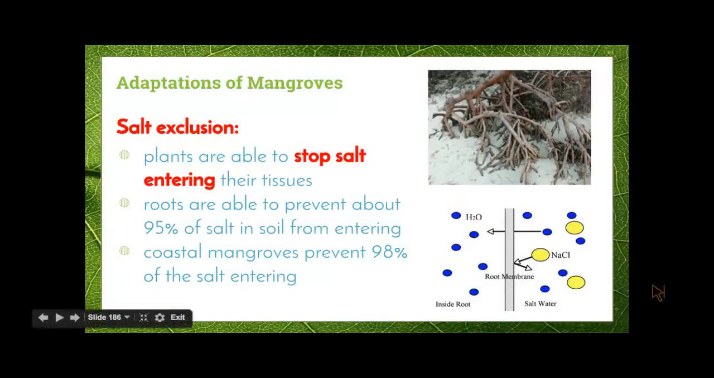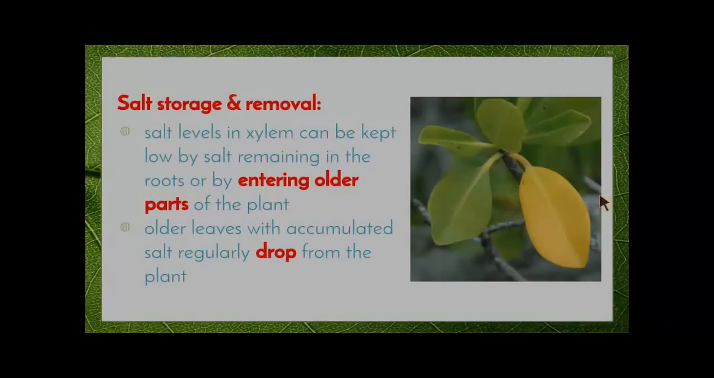The first one is salt exclusion. So as we can see here, the membrane in the root of the mangroves can stop the salt from entering their tissues. So the roots are able to prevent about 95% of the salt in the soil from entering, and that salt then crystallizes on the soil, and it almost looks a bit like snow in this picture here, but that's salt crystals that have dried. So coastal mangroves are able to prevent 98% of the salt entering, simply because they've adapted to dealing with much greater salt levels.